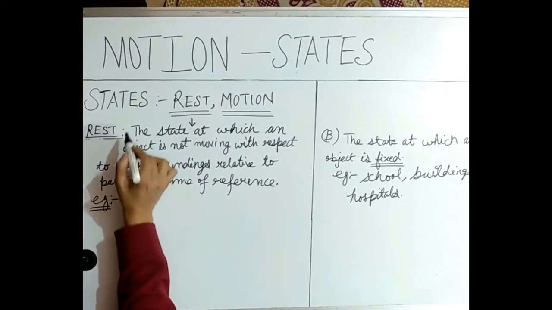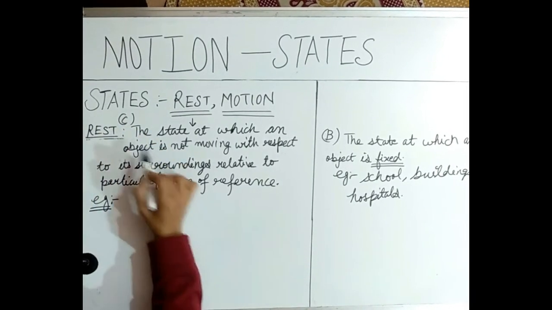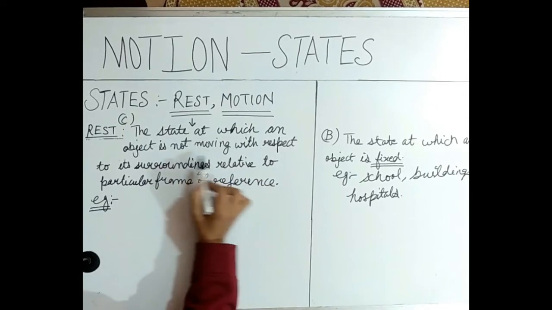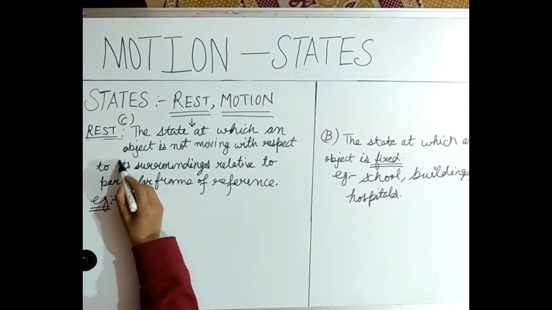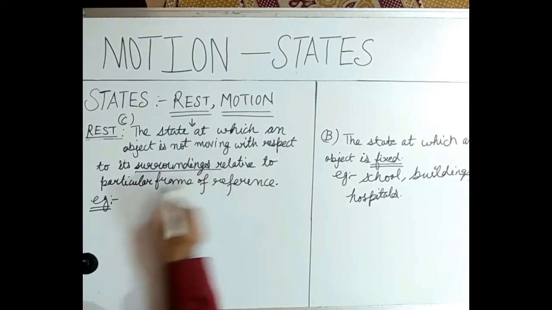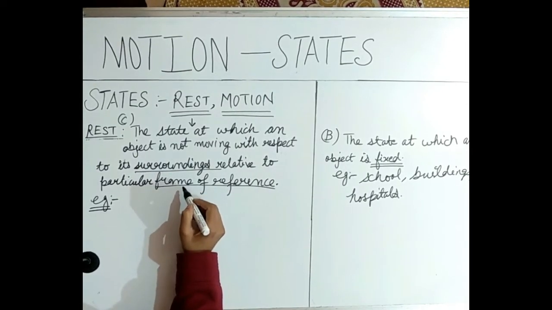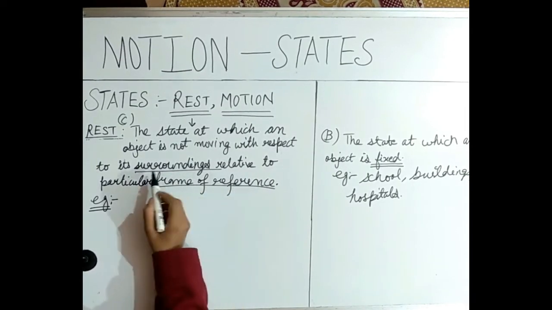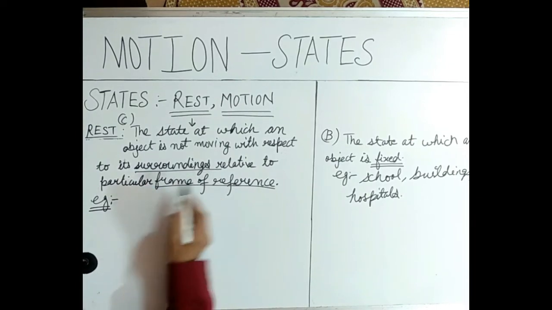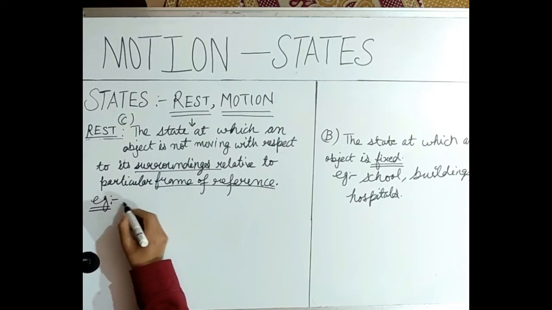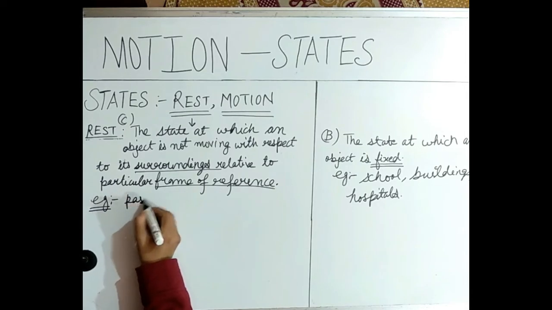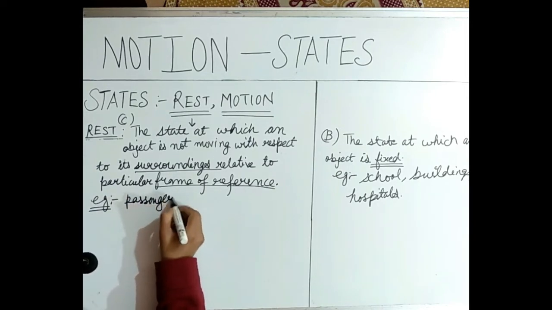The third definition of rest is the state at which an object is not moving with respect to its surroundings, relative to a particular frame of reference. In this definition, you will see what a frame of reference is and what surroundings we are talking about here. Example, we can take passengers in a moving bus.